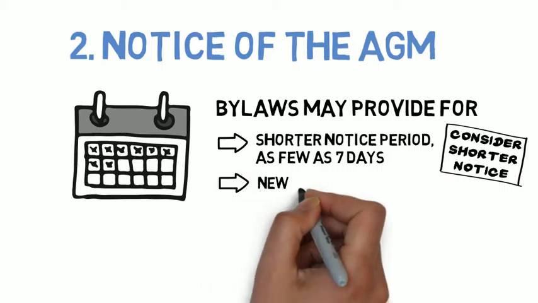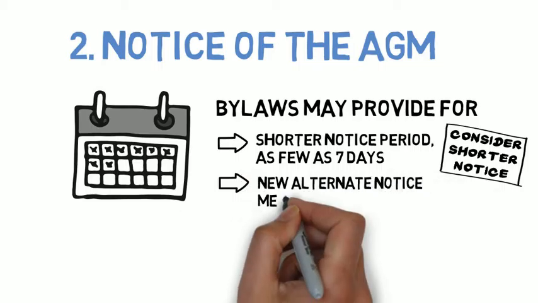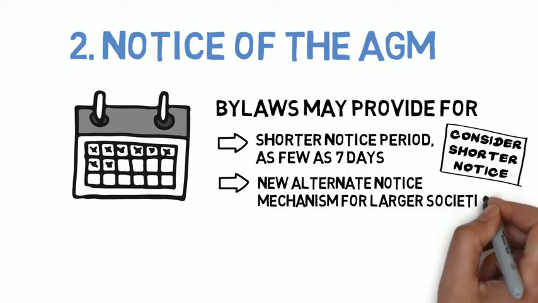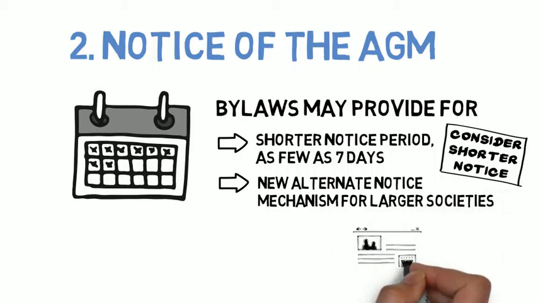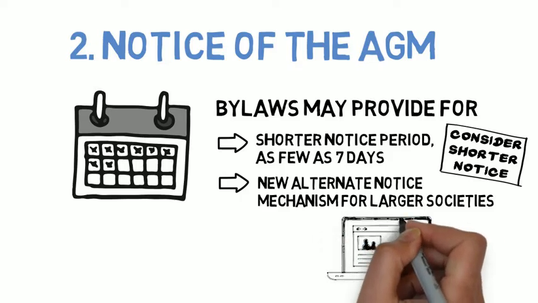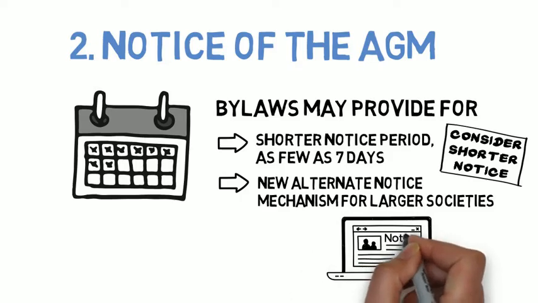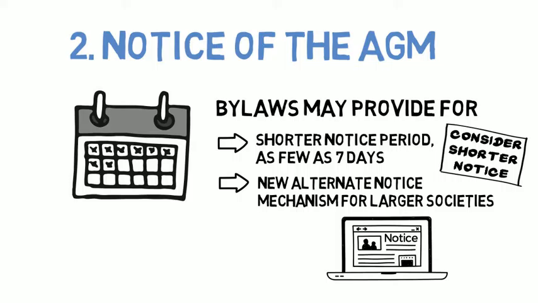Second, for societies with more than 250 members, your bylaws may permit a new alternate notice mechanism for the AGM, featuring emailing members and publishing the notice on the society website. For larger societies, adopting such a bylaw could save a lot of time and effort in planning your AGM.